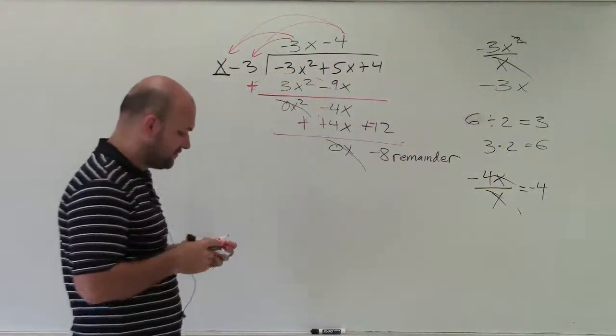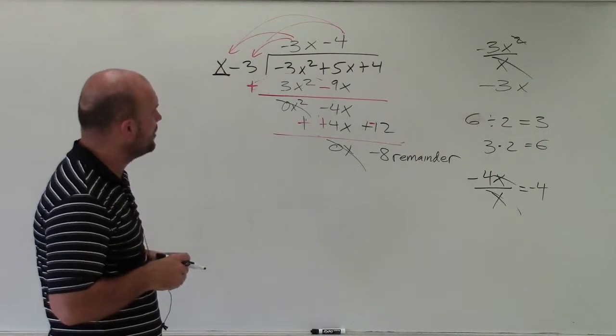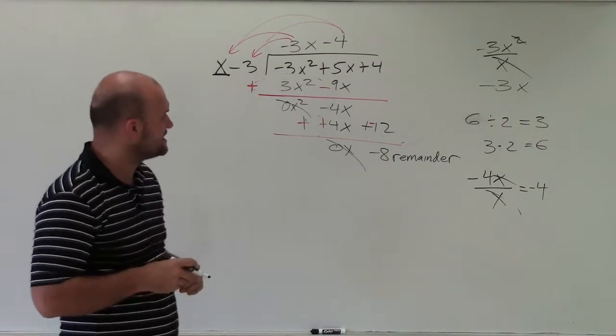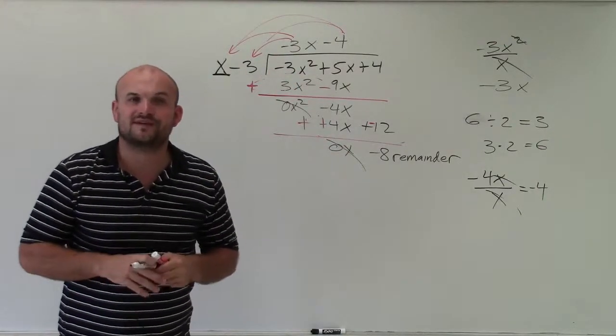remainder. There are a couple different ways that we can write that, but in this example, I'll just write that the divisor divides into that, and negative 8 will be our remainder. Thanks.